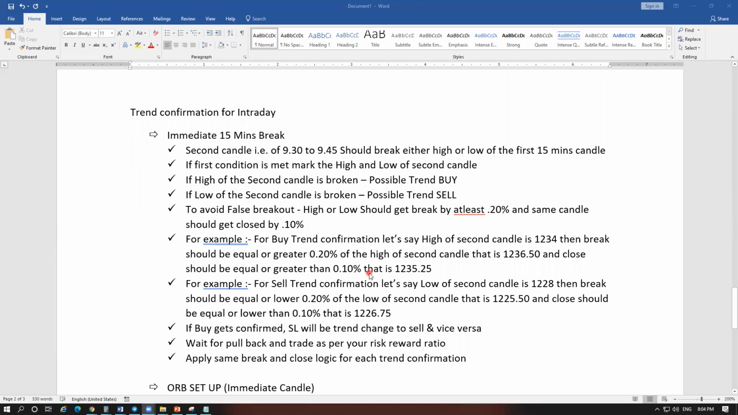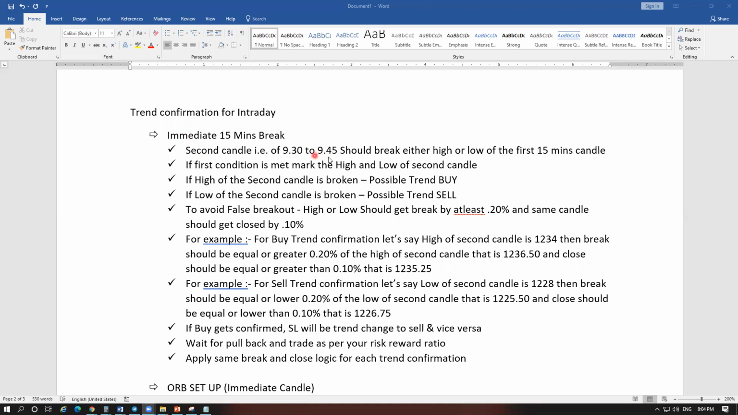10 confirmations for intraday. You selected the stock. The first confirmation should be an immediate 15 minutes break. What is an immediate 15 minutes break? You take the second candle, that is 9:30 to 9:45, which should break either the high or low of the first 15 minutes candle. Suppose the second candle is made 9:30 to 9:45, then its high or low has to be broken by the next 15 minutes candle.